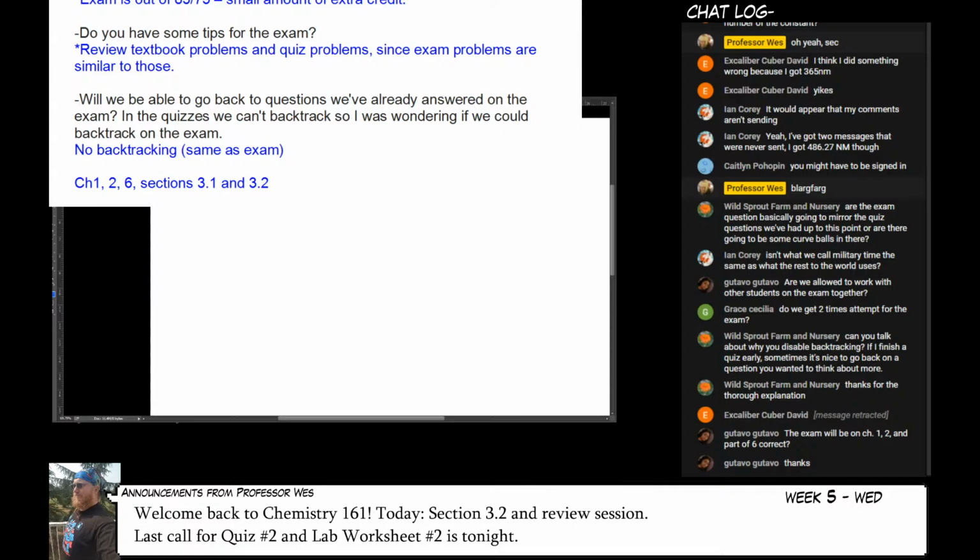And of course, because there are 3 sections of 161, I had to do this 3 times. Because they won't let me consolidate this into one class for FERPA. Which is obnoxious, but what can you do?